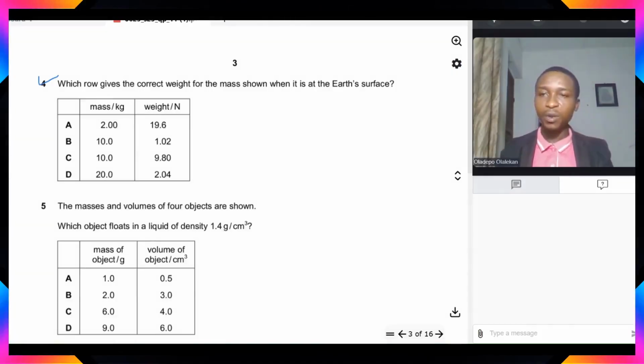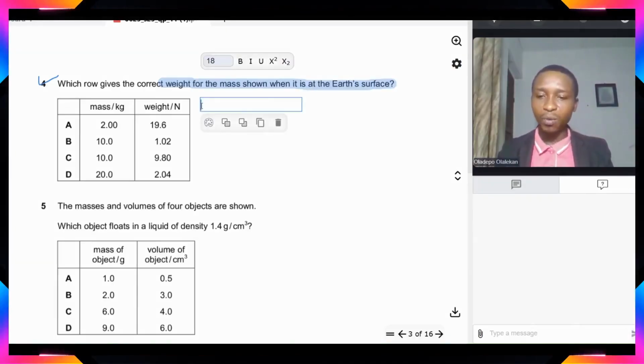I repeat, which rule gives the correct weight for the mass when it is at the Earth's surface? So, identify the problem. The problem here is we want to determine the weight that is correct when the mass was given on the Earth's surface. Now to do that, we have to come up with the formula of weight, and weight equals mass times gravity.